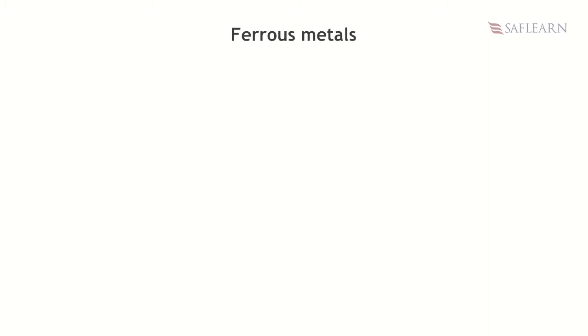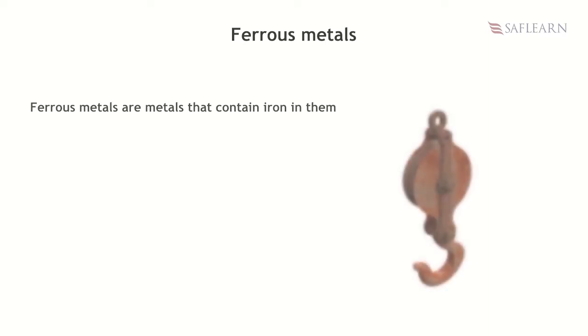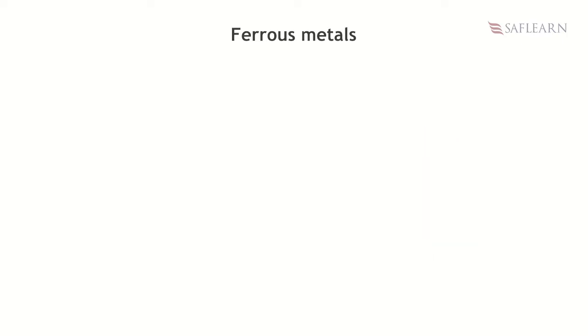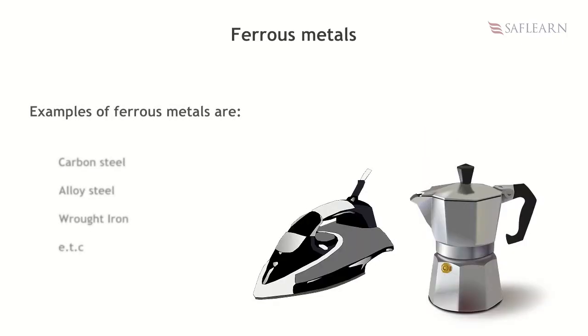Ferrous metals are metals that contain iron in them. The presence of iron makes them susceptible to rust. You know what rust means, right? This is a rusted metal. Such metals are best suited for use in electrical appliances because of their magnetism. Examples are carbon steel, alloy steel, wrought iron, etc.